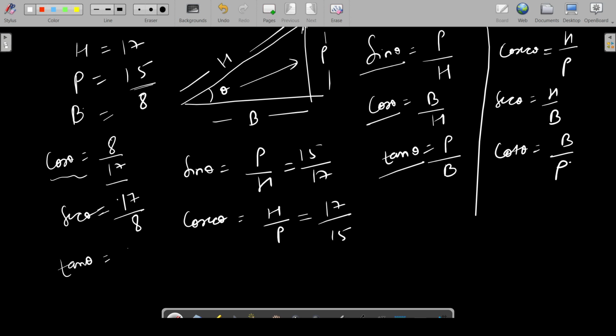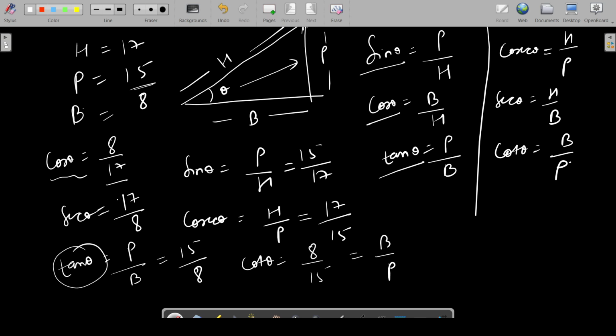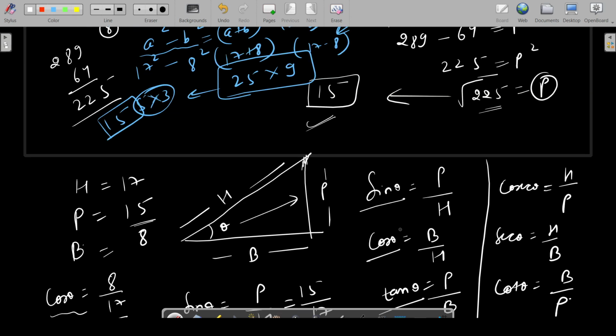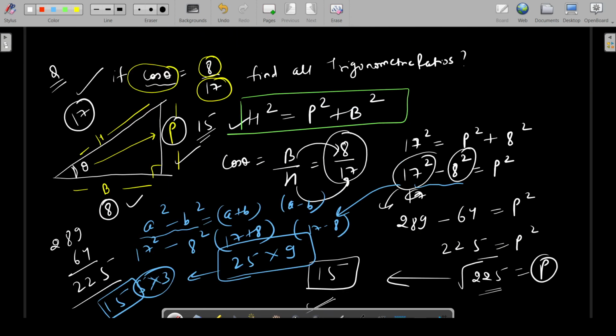Tan theta. Tan theta is perpendicular upon base. Perpendicular is 15, base is 8. Then what is my cot theta? Cot theta is just the reciprocal of my tan theta, that is 8 upon 15, which is equivalent to base upon perpendicular. So in such a way, we are able to find all six trigonometric ratios.